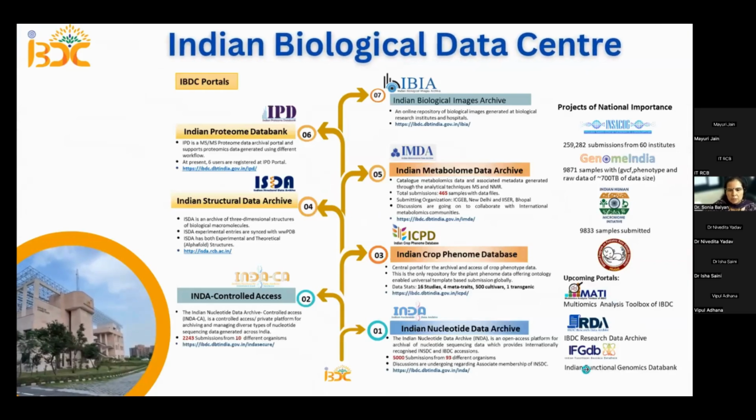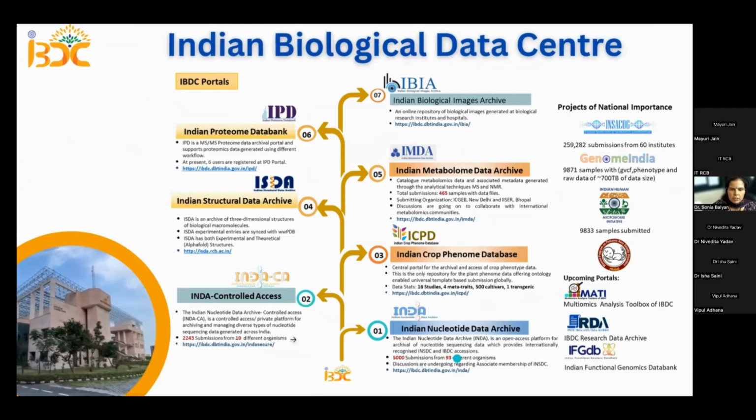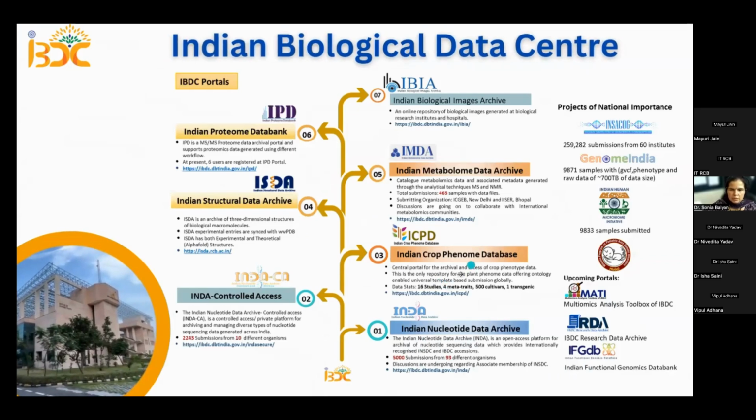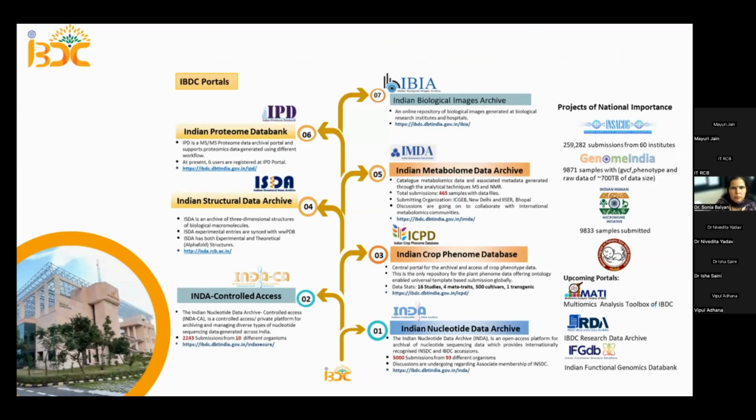These are the different data repositories at IBDC. For nucleotide data, we have INDA, and for crop, we have the crop phenome database, which we will discuss in detail. Then we have ISTA, the structural data archive portal. We have IPD for the proteome data bank, IBIA for the image archive, and IMDA for metabolomics data. Apart from that, we also support different national projects, and in future we will be coming up with very useful tools and databases for your research.